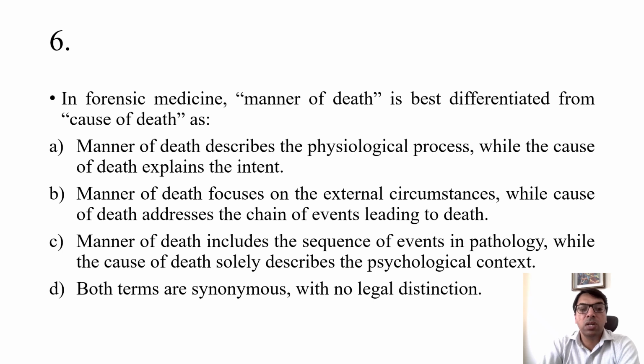Sequence of events in pathology comes under cause of death, and the psychological context determines the manner of death, right? And both terms are synonymous: it is totally wrong. The manner of death and cause of death are different terms, should be treated differently, and they are not synonymous. So the answer in this question is: the manner of death focuses on the external circumstances, while the cause of death addresses the chain of events which leads to the death finally. As mentioned, it may be because of sepsis or MI or some other factor.